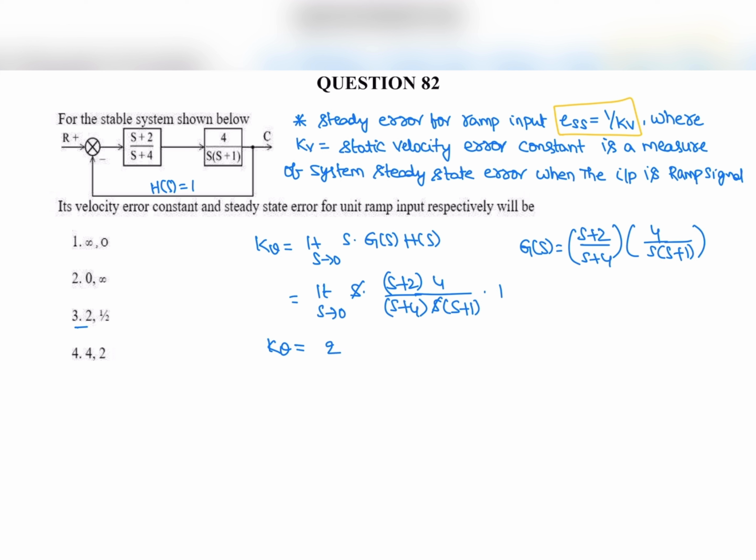So Kv is 2. From this, steady state error for ramp function input is 1 by Kv, that is 1 by 2, 0.5. The correct option is 2, 1 by 2.